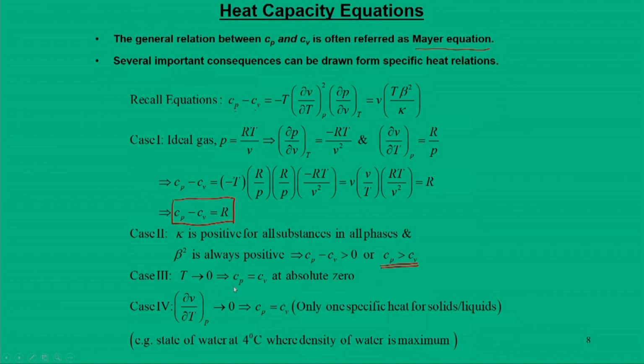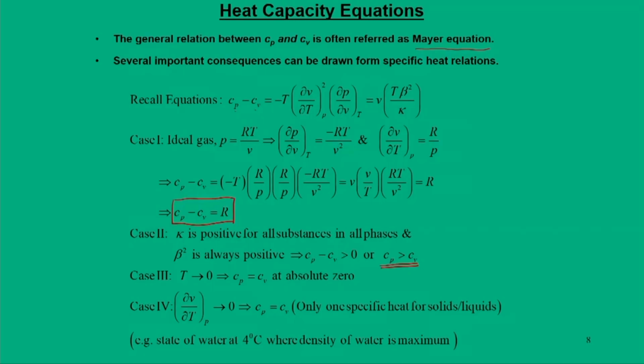And the third important consequence we can derive is that when the temperature T goes to 0, the equation says that Cp minus Cv is equal to 0, or Cp is equal to Cv. What it means is that at absolute 0 temperature we do not have separate specific heats, we have a unique specific heat, because both Cp and Cv merge.